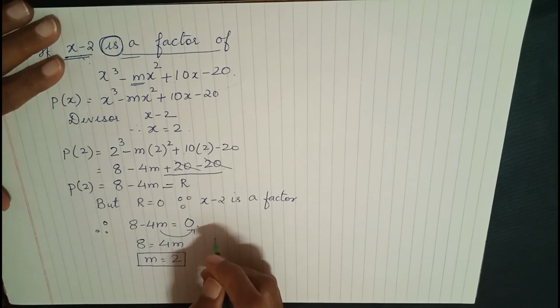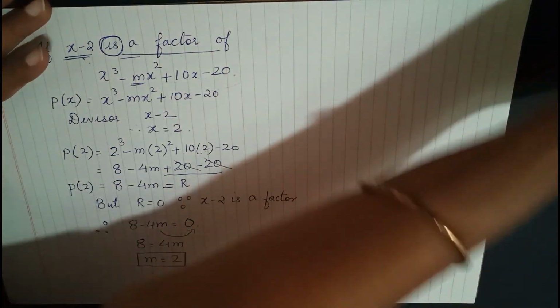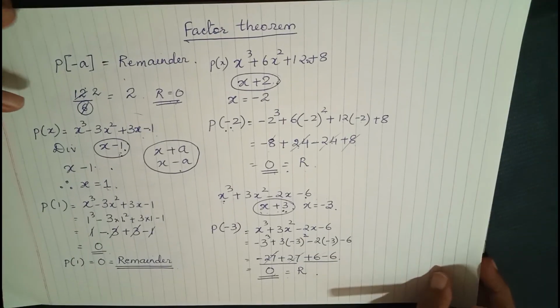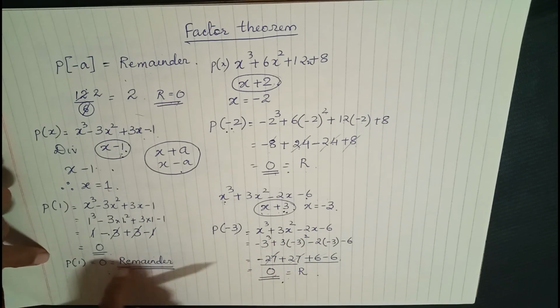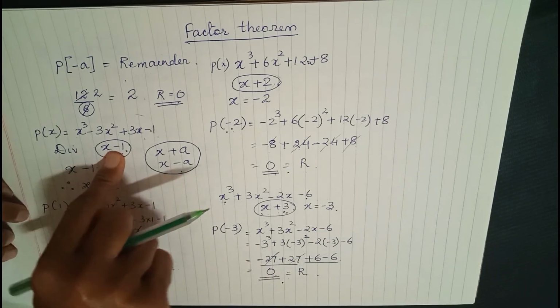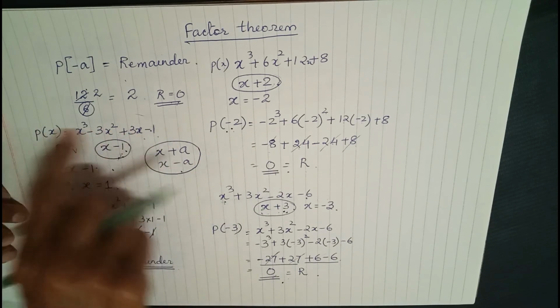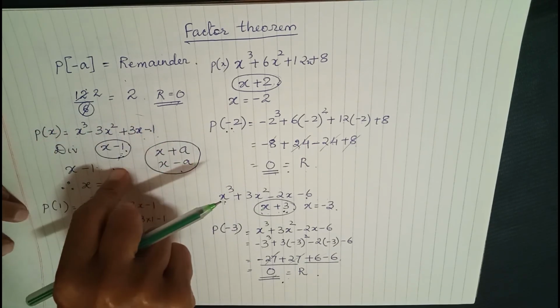So this is the factor theorem, just the same as the remainder theorem. Only here we are not interested in getting any particular remainder. We are interested in getting 0 so that we can decide whether the given divisor is a factor of the polynomial or not. Thank you.